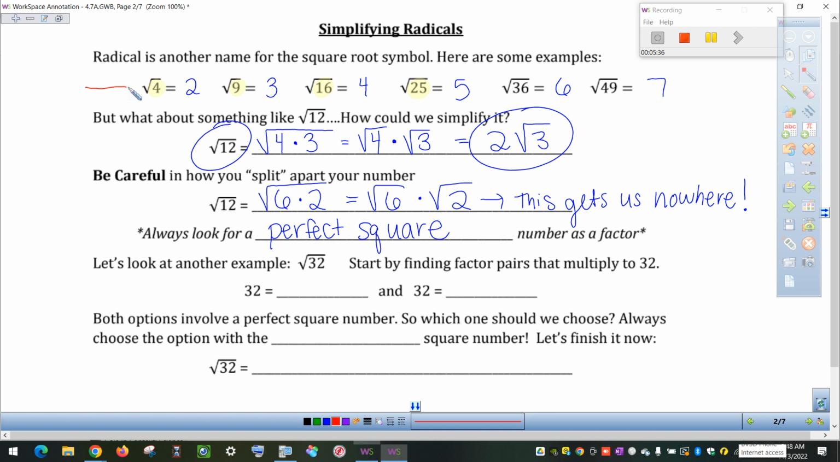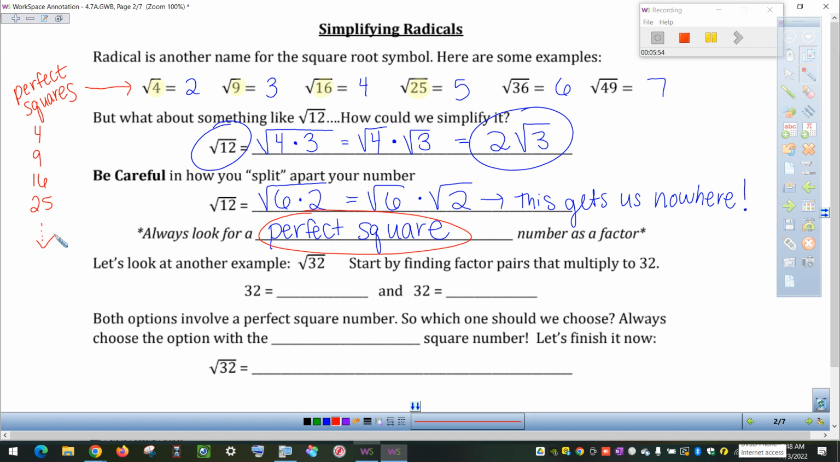And when we're referencing this word perfect square, I'm going to actually write this up at the top here, off to the side. This is what we mean by perfect square numbers. So numbers like 4, 9, 16, 25, and so on. Because that's what we did up at the very beginning. It's numbers that we can perfectly take the square root of.